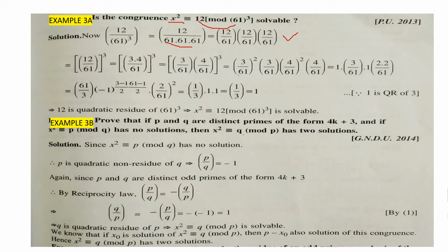Since 12 is not a prime number, we have to break it. So it is a square, it is a square, and it becomes 3 by 61. It is again a square, it will be 1. So we get 3 upon 61, only this one. Change it using the reciprocity law. So we will get 1 by 3, and 1 is a quadratic residue. So it is solvable.